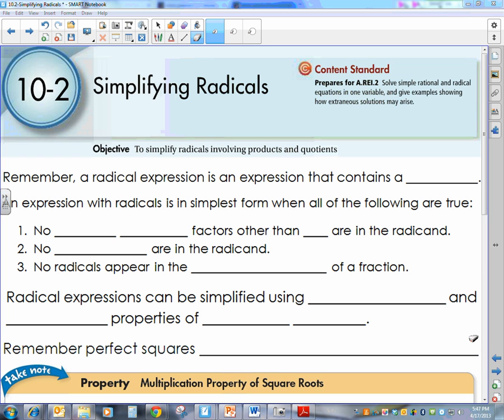Today we're talking about simplifying radicals. So we need to define a few things and refresh your memory on what we've already discussed. Remember, a radical expression is any expression that contains a radical. That radical is what we're used to looking at like this. That part of the radical is actually called the radical symbol.